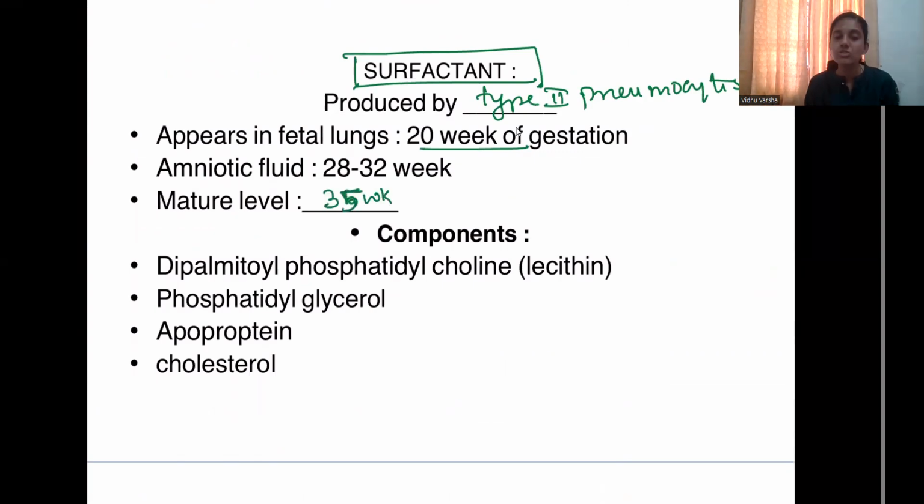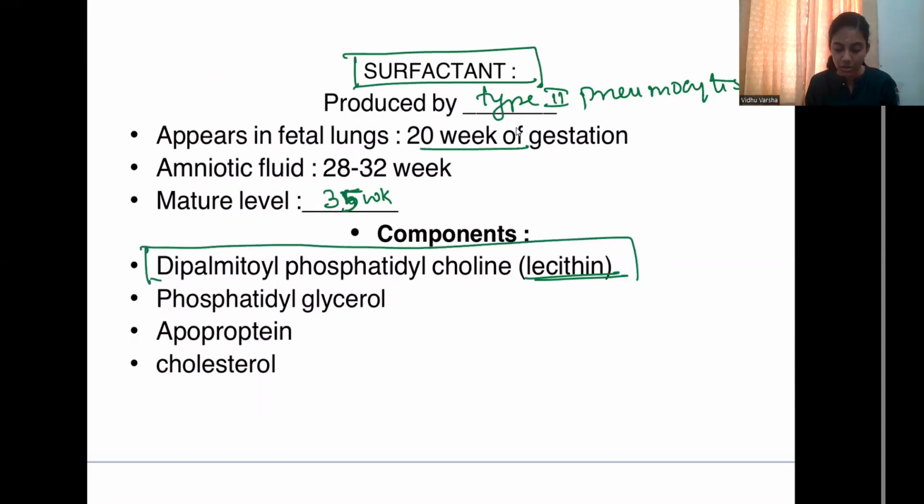So what are the components of your surfactant? One is dipalmitoyl phosphatidylcholine, that is nothing but your lecithin. Second one is phosphatidylglycerol. Third one is apoprotein, and fourth one is cholesterol. These are the four main components of your surfactant. Among these four components, dipalmitoyl phosphatidylcholine or lecithin is the main component.